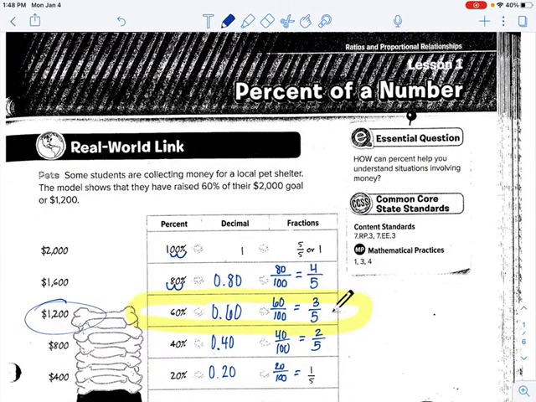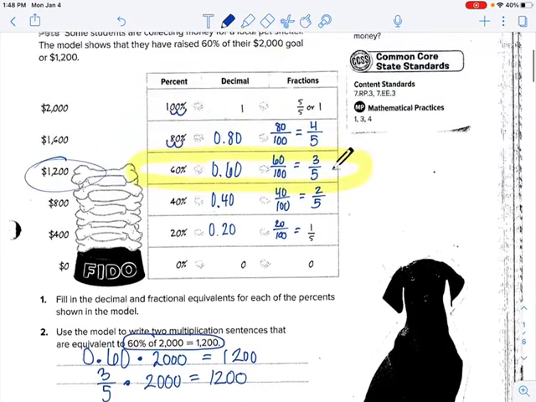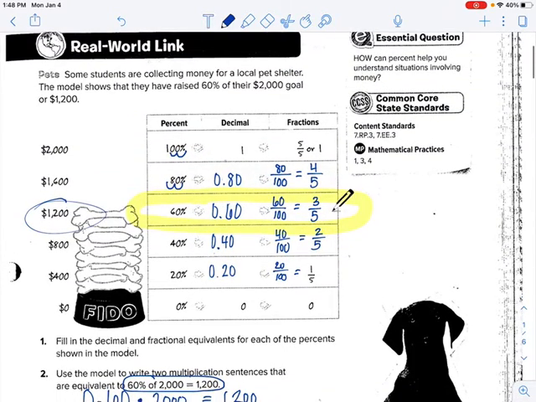All right, we are moving into Chapter 2, Lesson 1, Percent of a Number, and we are on page 103 of your Volume 1 book. So we have some students that are collecting money for a local pet shelter. The model shows that they have raised 60% of their $2,000 goal, which is $1,200.